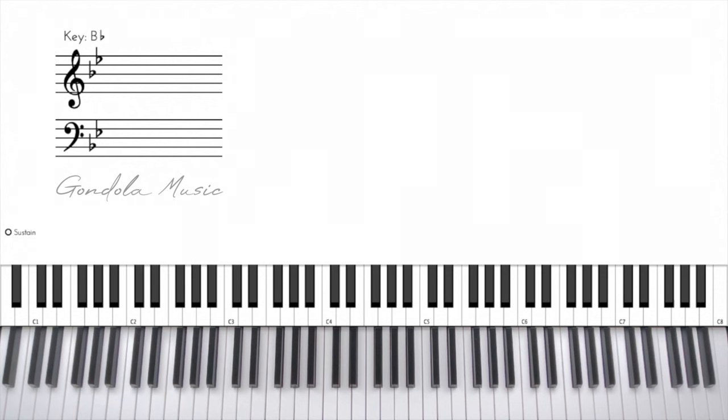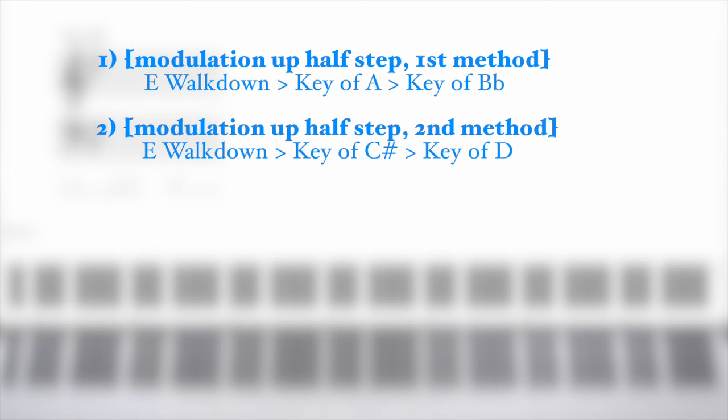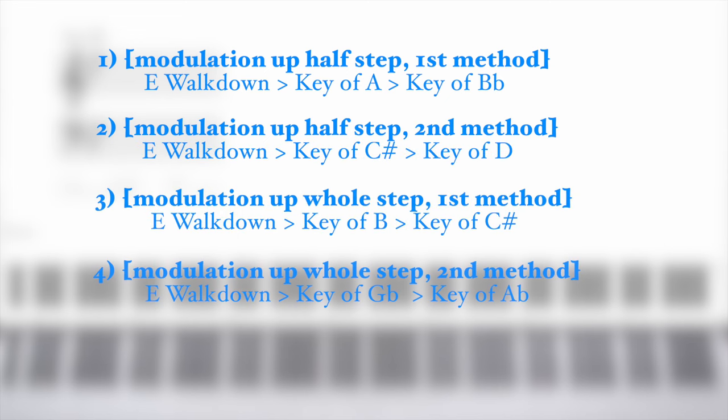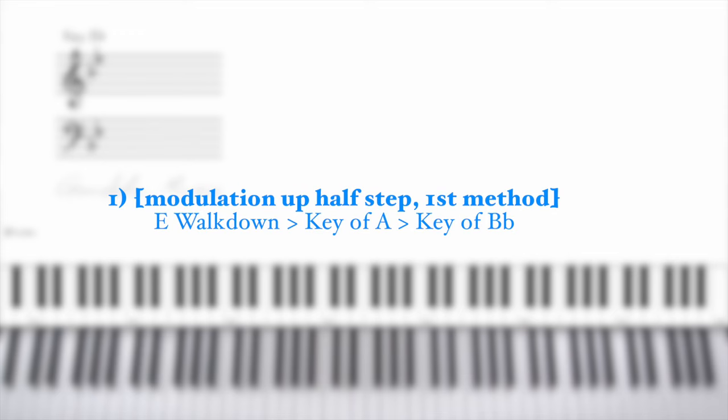Here are the 5 modulation chord progressions. Each one will start at a different point in the walk down. The first 2 modulate up a half step, the second 2 up a whole step, and the last one up a minor third. You can apply any of the 5 modulation chord progressions on any of the 7 walk down steps, which are E, D sharp, C sharp, B, A, G sharp, and F sharp. So 35 possible combinations.